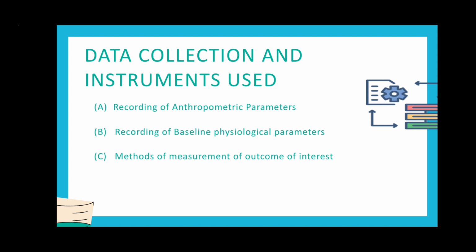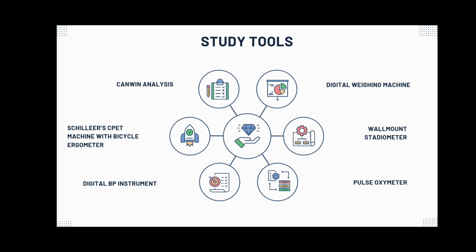Data collection and instruments used. Data collection could be divided into three categories. The first one is the recording of anthropometric parameters, the second is the recording of baseline physiological parameters, and the last one is the methods of measurement of outcome of interest. These are the study tools: Canvin analysis for autonomic functions, Schiller's cardiopulmonary exercise test machine with bicycle ergometer and direct gas analyzer for measurement of VO2 max, digital BP instrument, digital weighing machine, wall mount stadiometer, pulse oximeter.